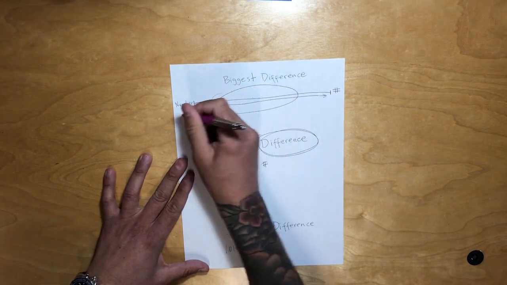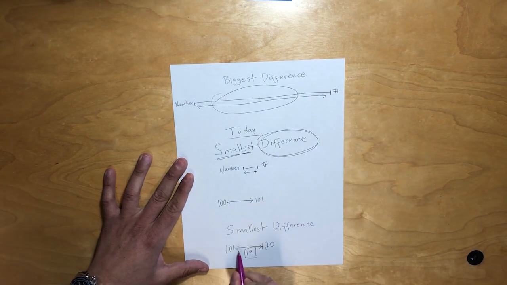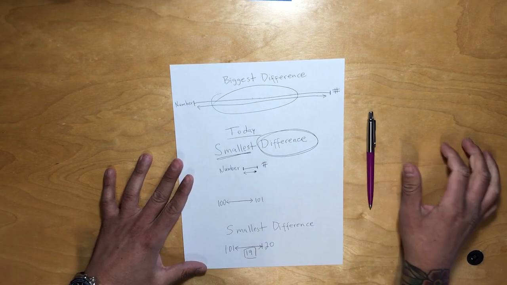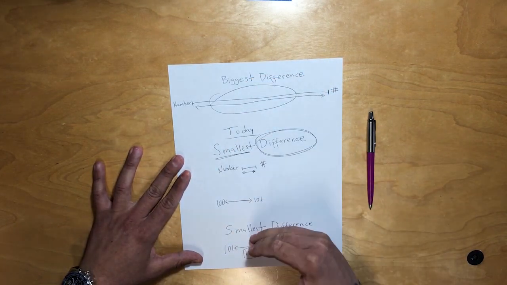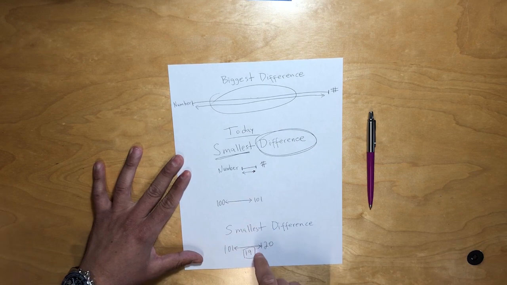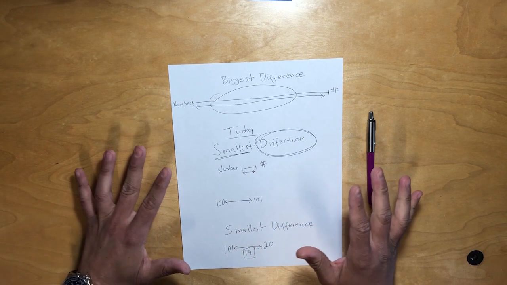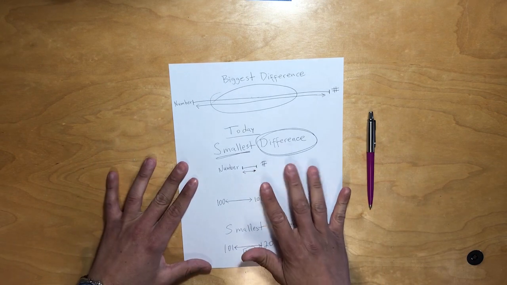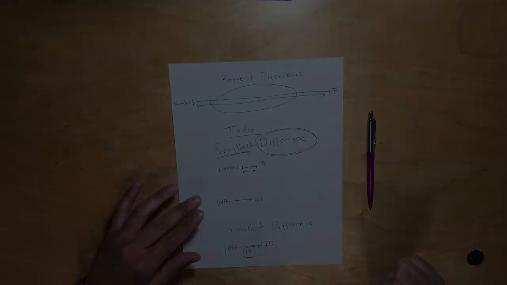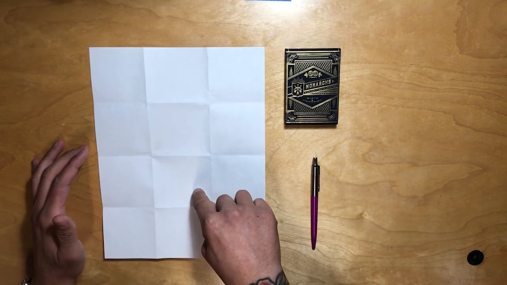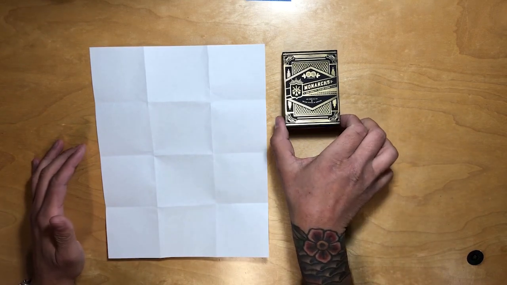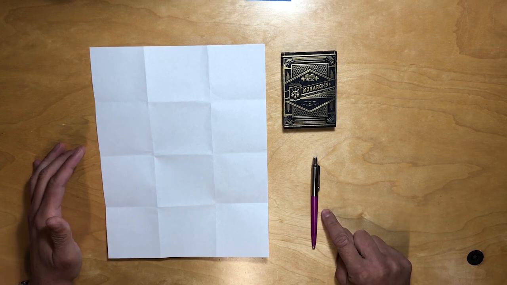Where here you're looking for the biggest difference, now we're looking for the smallest difference. Okay? So now that you understand biggest and smallest, today we'll be looking for the smallest. So let me get my cards and a couple pieces of paper and we'll get started. Okay, Rocketeers, I'm ready to start. I have a new piece of paper. I got my cards ready to go and I got my writing instrument.